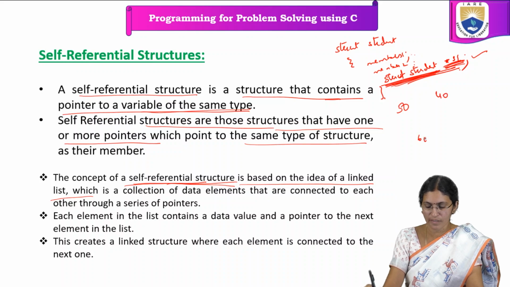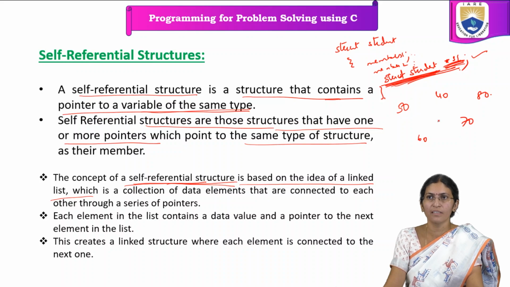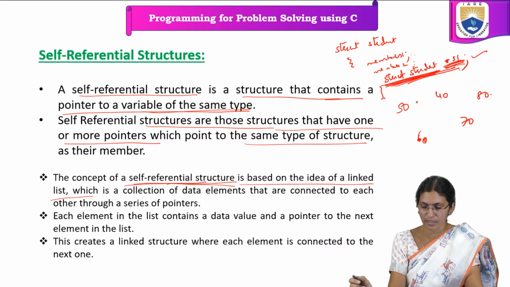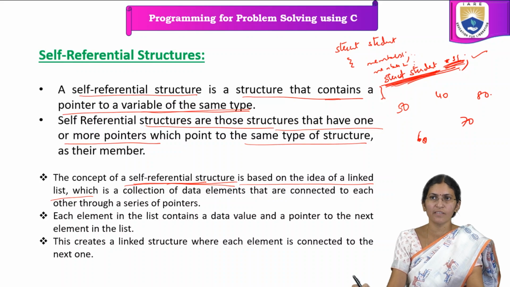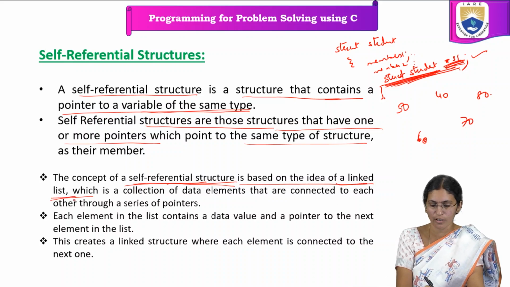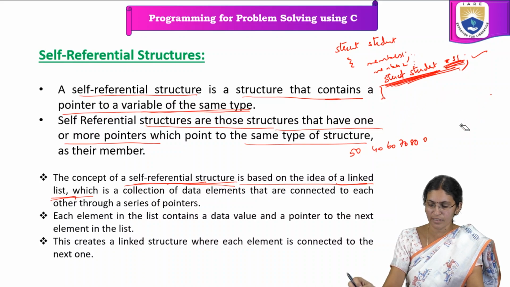Suppose in the memory we have different elements: 50, 40, 60, 70 and 80. We don't know where these elements are; they are scattered in the memory. In order to store these elements in a particular order, we can store them in 2 ways. First is we can maintain an array of integers, and the other way is using the concept of a linked list. Suppose we want to store them in this way: 50, 40, then 60, 70 and 80.